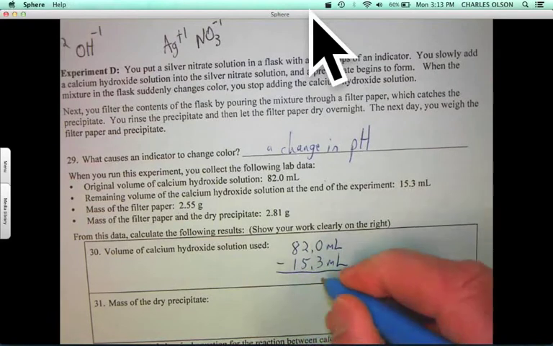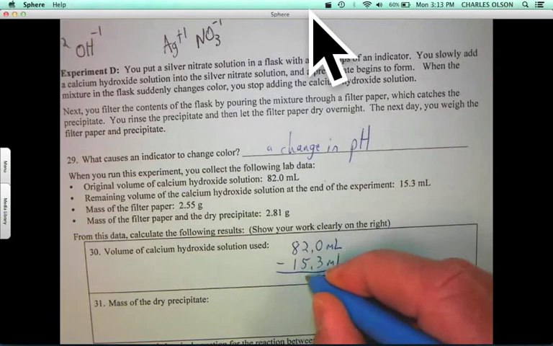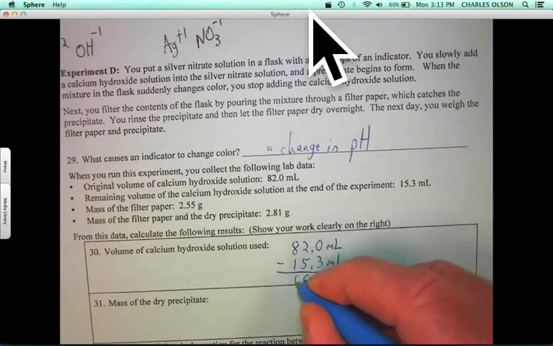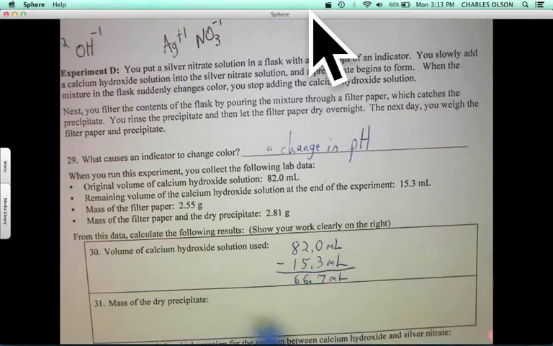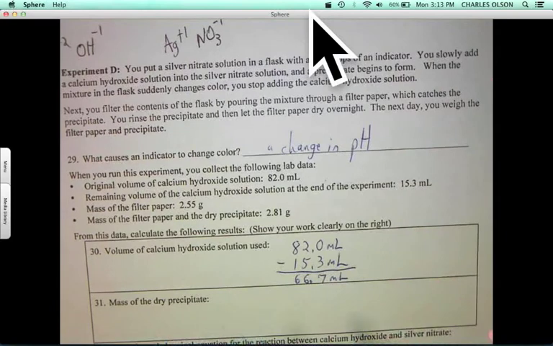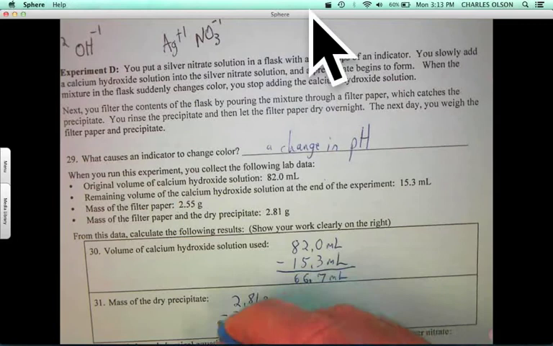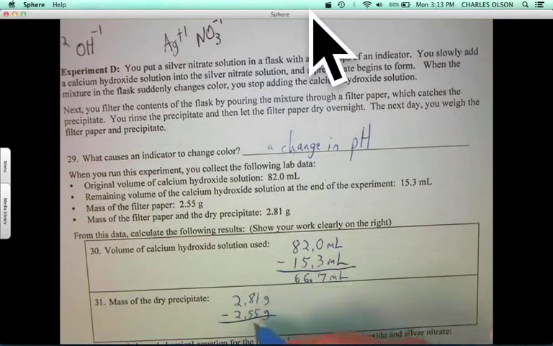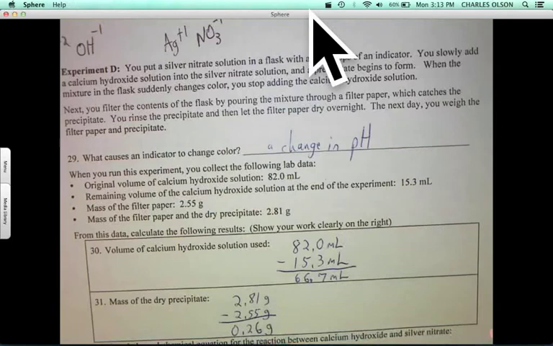It looks like 11 minus 5 is 6, and 7 minus 1 is 6. So 66.7 milliliters. Okay, and similarly we can calculate the mass of the precipitate. We have 2.81 grams minus 2.55 grams, the mass of the filter paper. So our difference is, let's see, 0.26 grams, whatever that precipitate is.